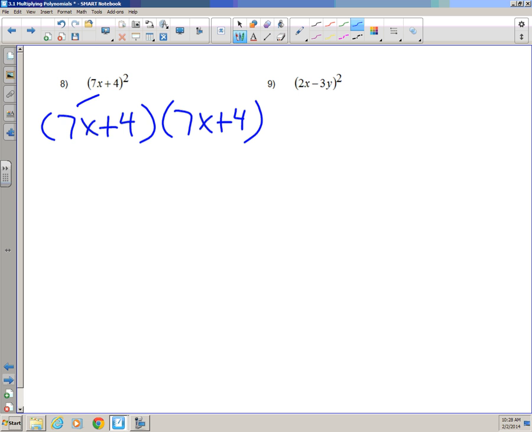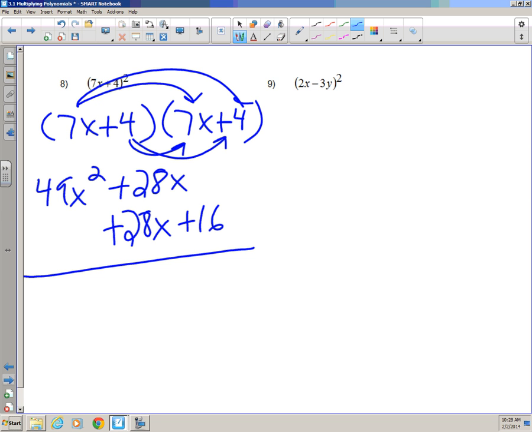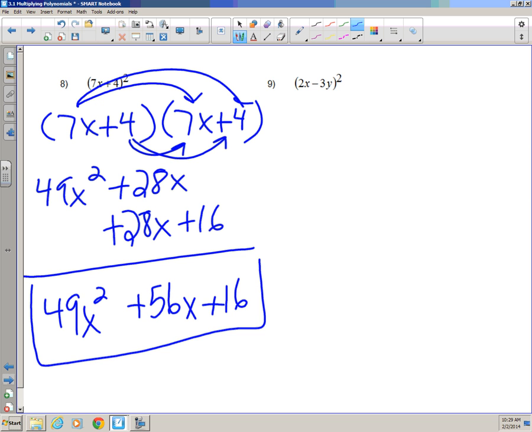And now as you start following the distributive property, 7x times 7x, 49x squared. 7x times positive 4, positive 28x. Indent 1 over underneath. 4 times 7x is another positive 28x. 4 times 4 is positive 16. So your final answer becomes 49x squared plus 56x plus 16. And this, again, could have been done by the box method, just not my preference.